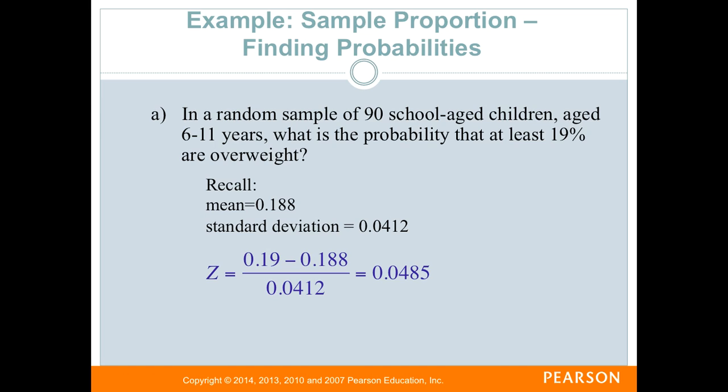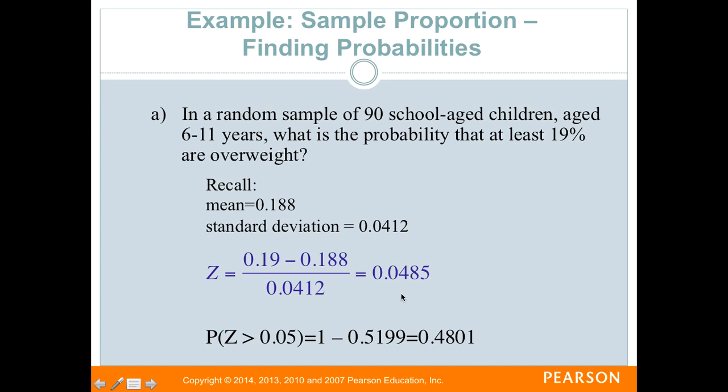Now, I'm hoping you are all super comfortable with z-scores by now. Again, you can either use your table or you could be using StatCrunch for this. If you're using your table, you're going to look up this value on the table, and then you're going to have to do 1 minus that value because you have at least 19%. So that means 19% or more. That's a larger-than question, so you're shading to the right, so you have to do 1 minus the table value.